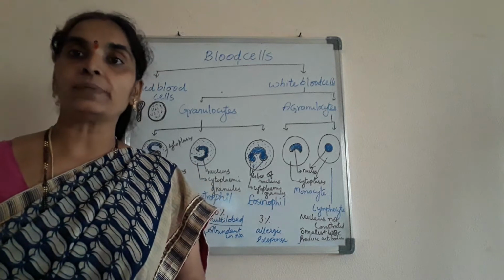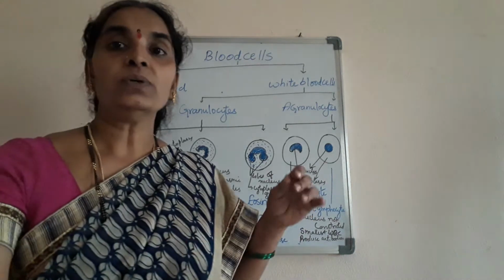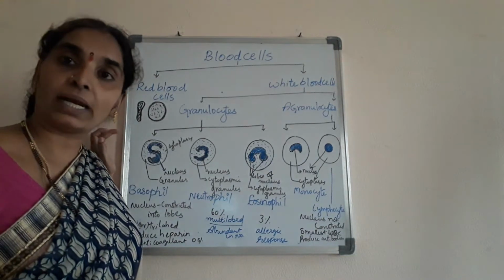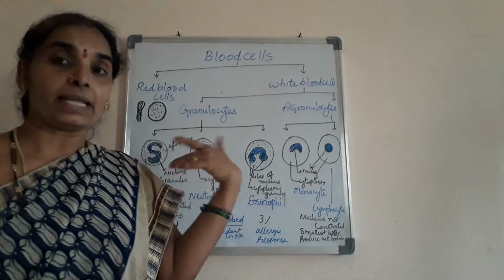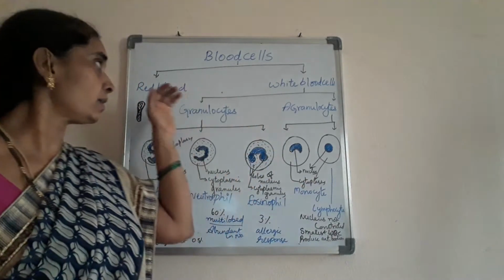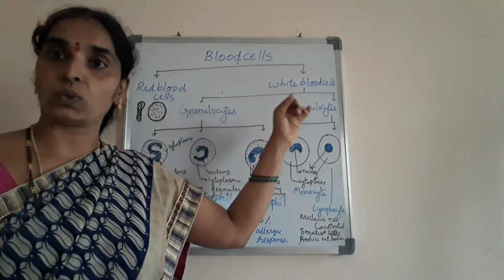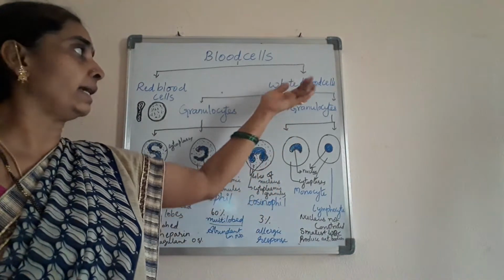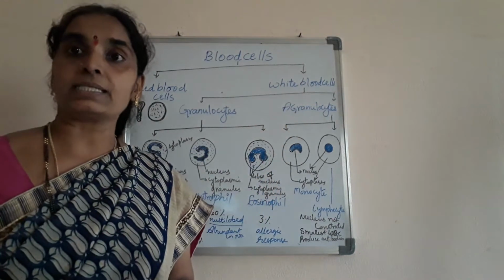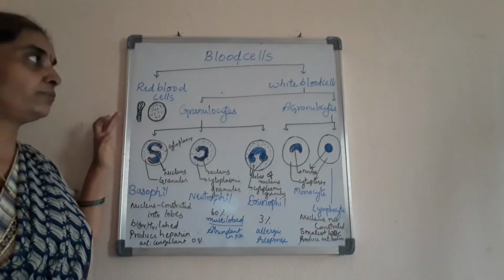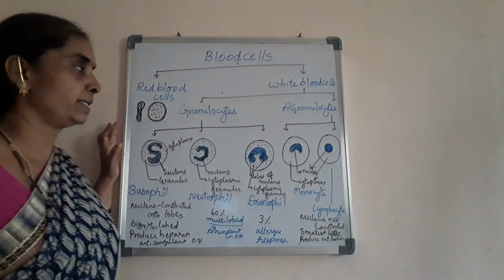Children, again we'll see about the blood cells today. Now see here, the blood cells are divided into red blood cells, white blood cells, and the other one is thrombocytes. Red blood cells are RBC, erythrocytes; white blood cells are leukocytes; and the blood platelets are called thrombocytes. First we'll see about the red blood cells and white blood cells.